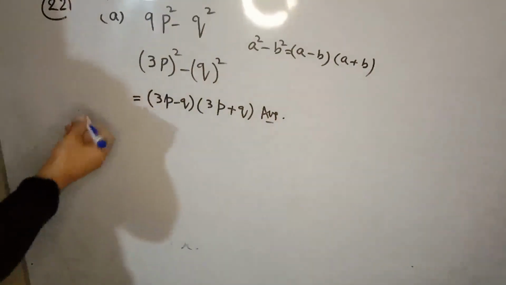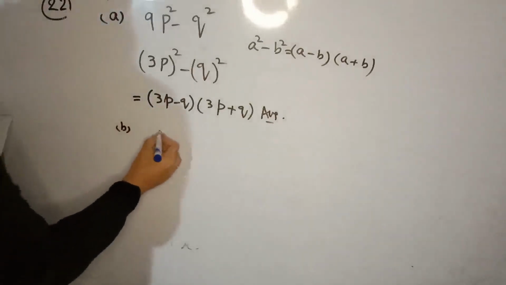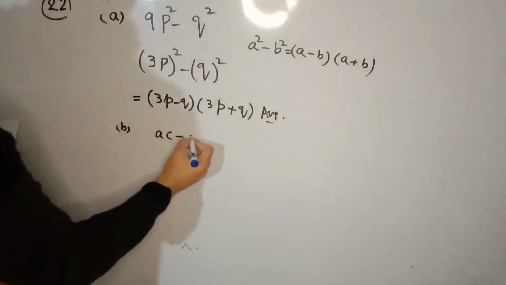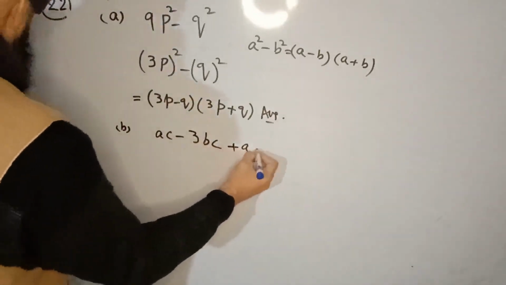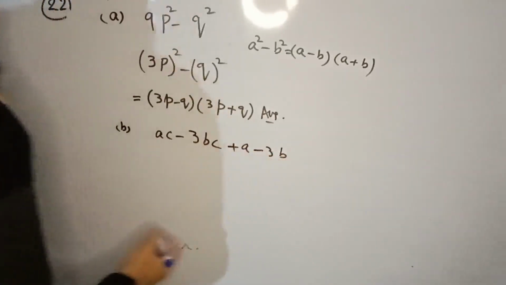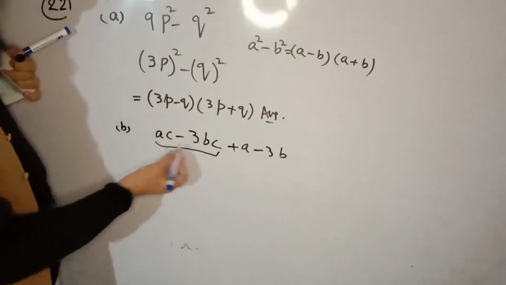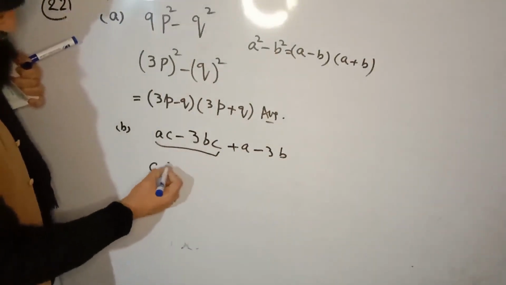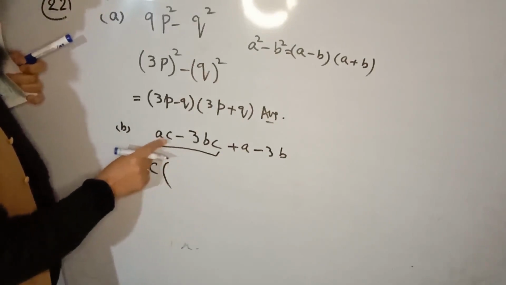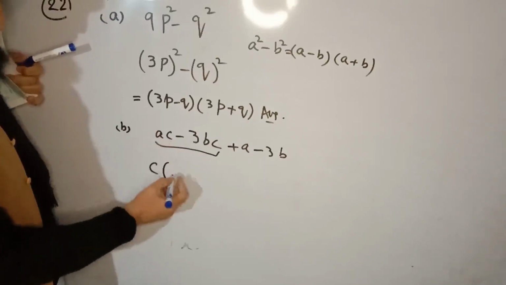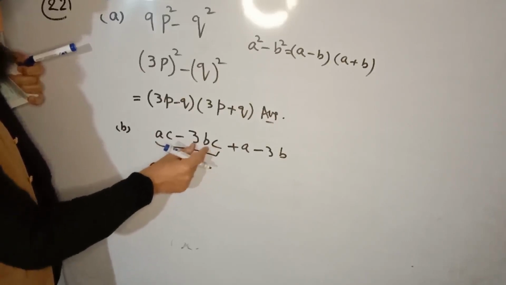Second is B part, we have to factorize AC minus 3BC plus A minus 3B. If we take C common from these two terms, then when we divide AC by C, C is cancelled. We are left with A here. Minus 3BC, C is common. What is left here? 3B. So for the other terms, we take 1 common.